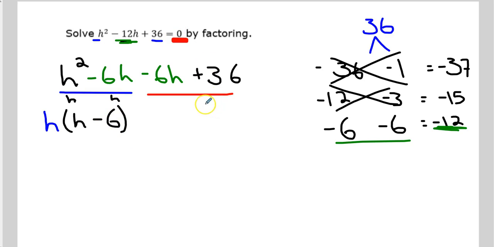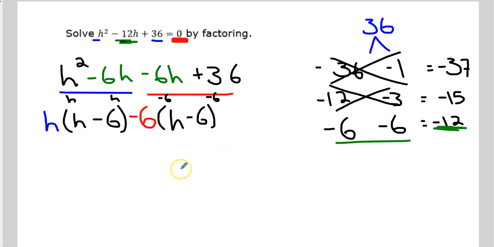Looking at my second group, my 6 and 36, they both have a factor of 6. So I'm going to bring that out. Now, I want the inside of my next parenthesis to be exactly the same as this one. So instead of leaving a negative h there, I'm going to factor out negative 6 so that the inside of this term will be the same. Dividing each of these terms by negative 6, because that's what we factored out. Negative 6 divided by negative 6 cancels out, so we're left with h. 36 divided by negative 6 will give us negative 6.